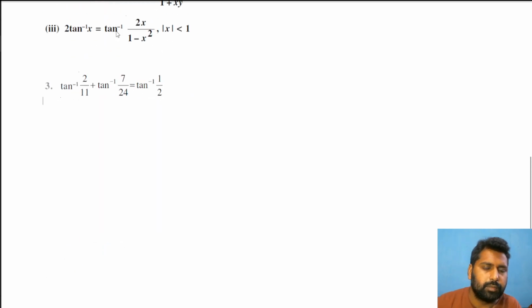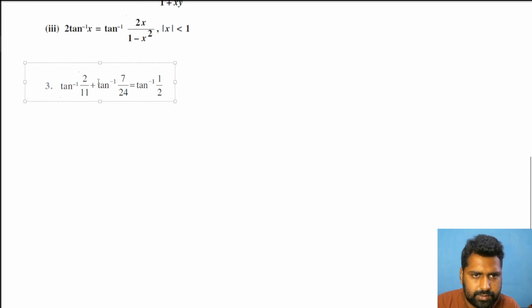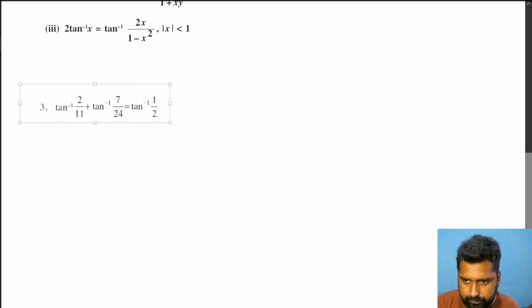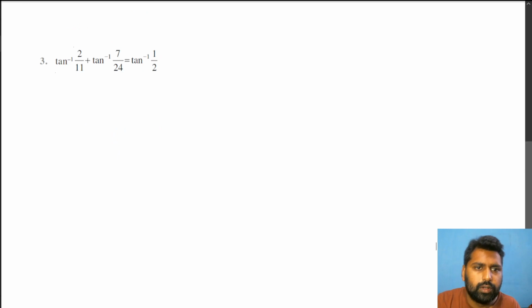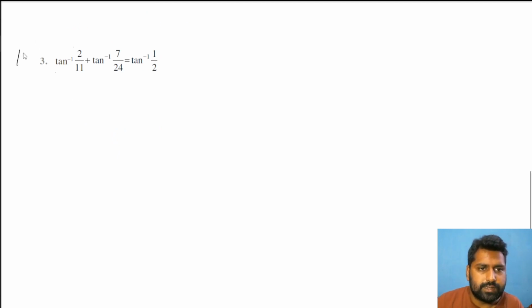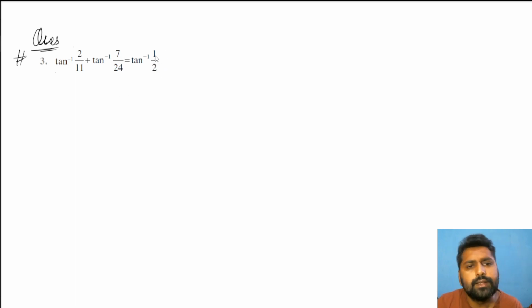Now that the property is done, let's look at some questions. This is our question. You have to prove that tan inverse 2 by 11 plus tan inverse 7 by 24 is equal to tan inverse 1 by 2. Let's see, this is our tan inverse x, this is our tan inverse y.